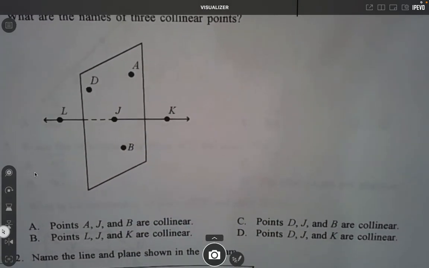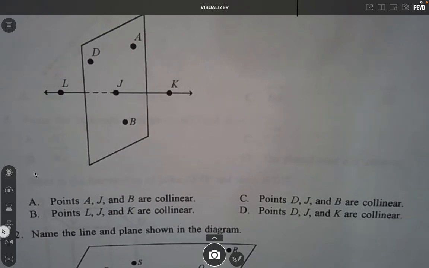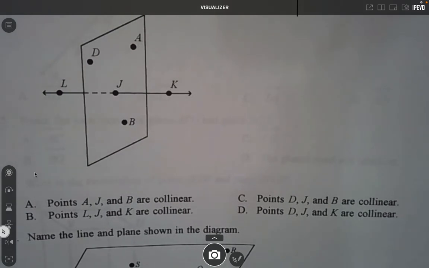Number 1 says, what are the names of the 3 points that are on the same line? 3 collinear points. What are they? LJK. L, J, K.